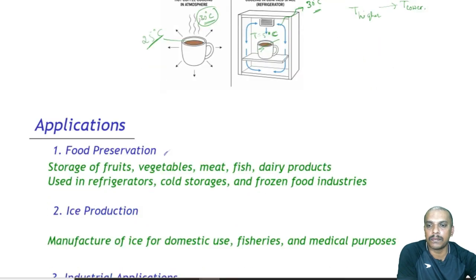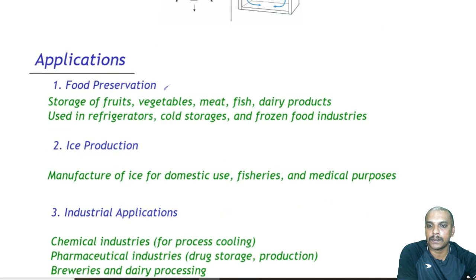Now, let us talk about ice production. Now, there are many industries where you need ice. For example, you can use it in domestic also, and fisheries need a good amount of ice. So, there will be industries which produce ice and supply it to fisheries, or they can have their own plants within their premises, or you can also use it for medical purposes.